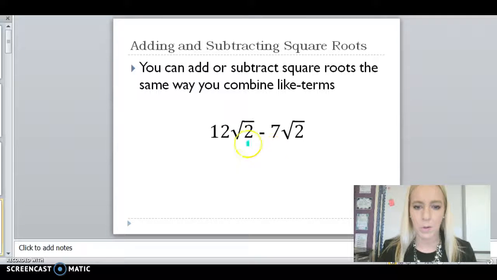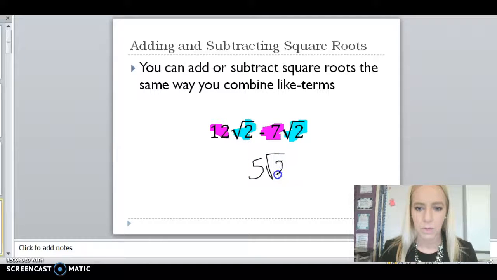Here's another example. 12 square root of 2 minus 7 square root of 2. I'm going to take 12 minus 7. 12 minus 7 is 5 square root of 2.